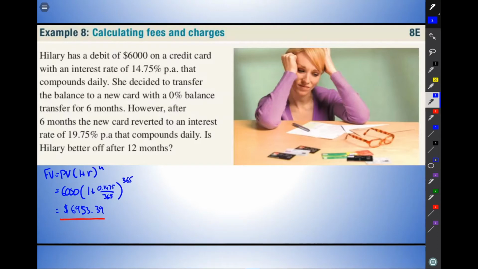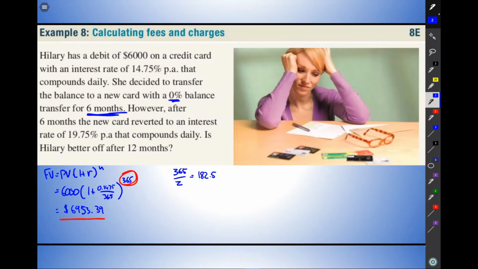Now, let's look at the new card. In this case, she's actually not paying any interest for the first 6 months. So when we do our calculations for the new card, the time periods are not going to be 365. Well, sorry, this one is going to still be 365, but this number here now is actually going to be half of 365, or 182.5.